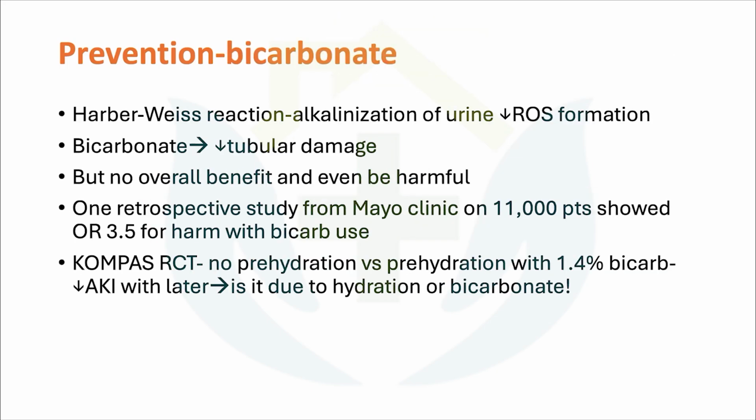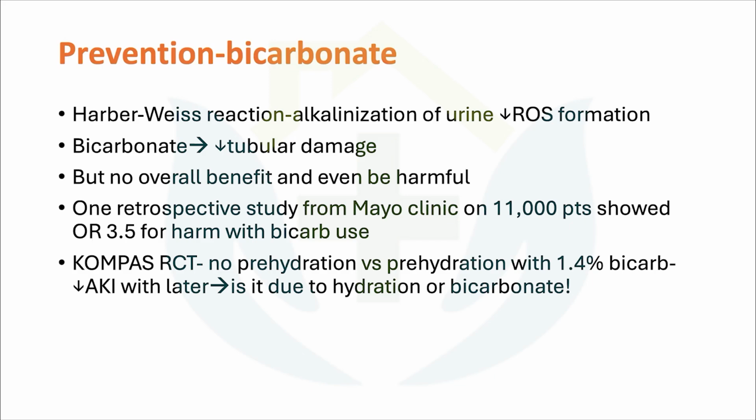Now preventive strategy: what is the role of bicarbonate? Theoretically, there is something known as the Haber-Weiss reaction, where alkalinization of the urine reduces reactive oxygen species formation. And since reactive oxygen species is one of the cornerstones of damaging the renal tubules, reduction of ROS leads to renoprotective effects. So bicarbonate theoretically should reduce renal tubular damage. But again, as the data suggests, there is no hard and fast benefit.